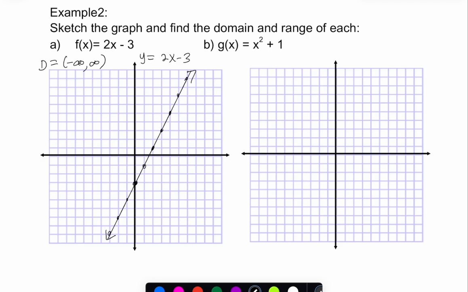What shape do we have in B? It's a parabola. What does the plus 1, because of our rules of transformations, do to that parabola? It lifts it up 1. So normally our parabola good points are 0, 0, 1, 1, negative 1, 1, 2, 4, and so on. But all those points just get lifted up. The vertex is at 0, 1. And then we lift those points.